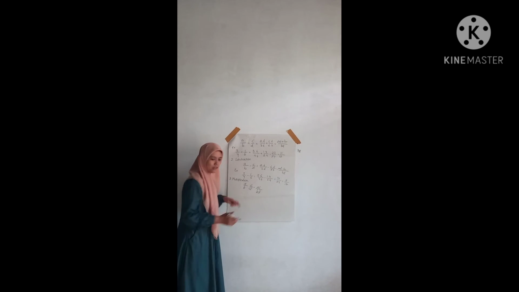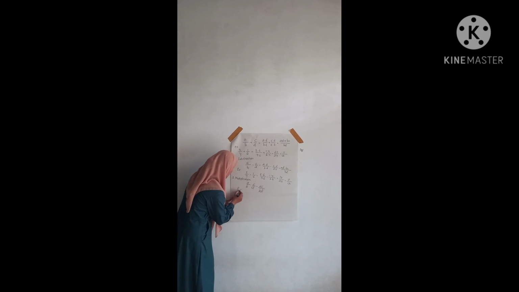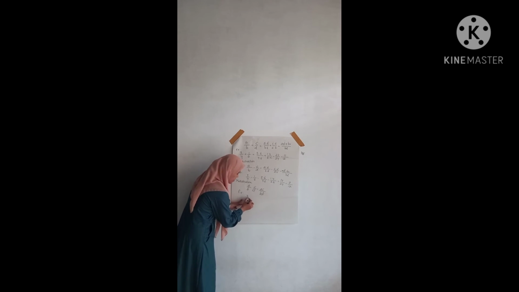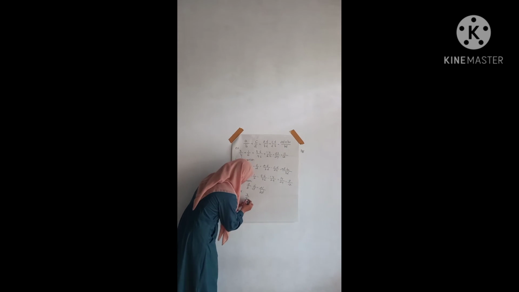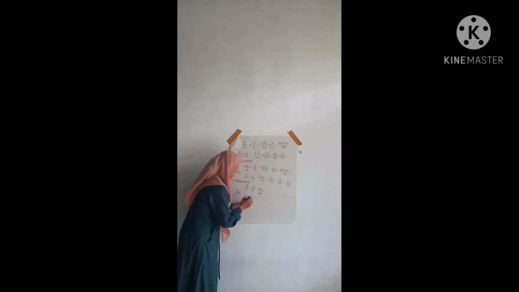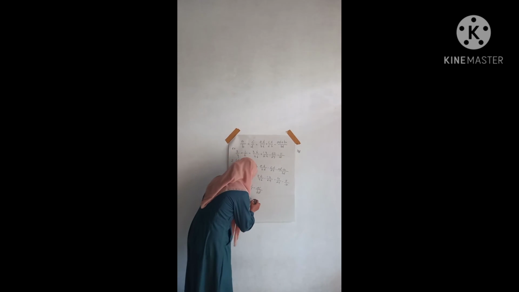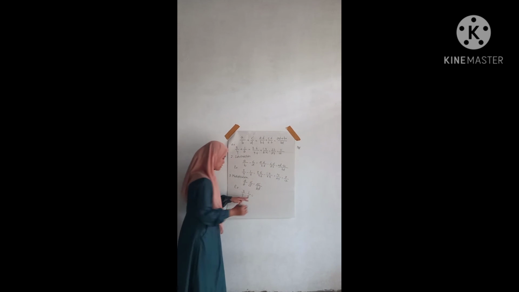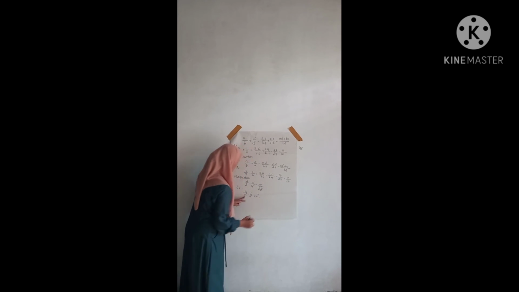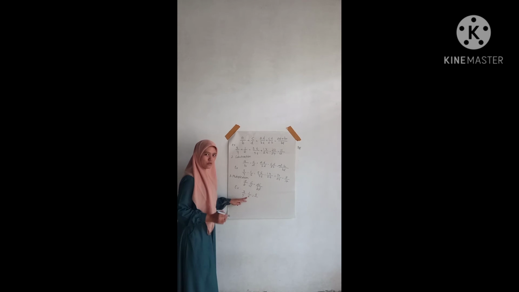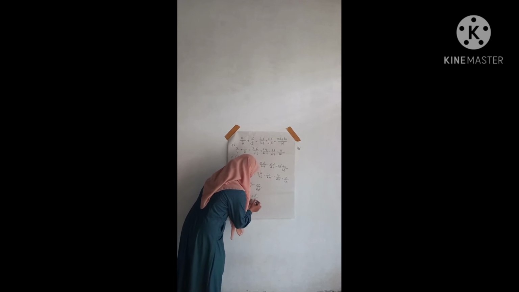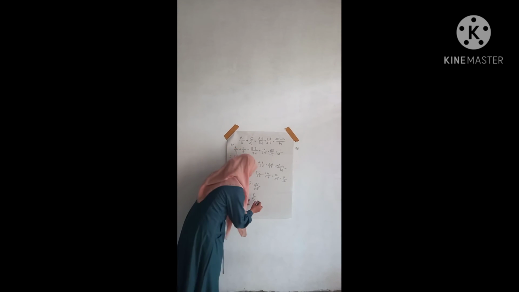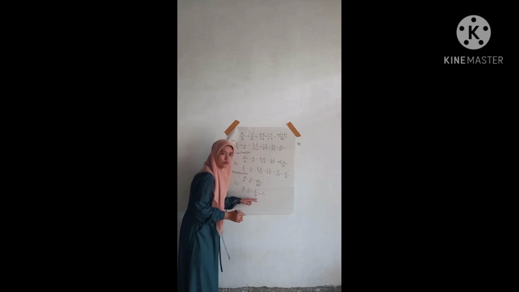For the example, 3 over 4 times 1 over 6 equals 1 times 3, and 4 times 6 equals 24, so the result is 3 over 24, which simplifies to 1 over 8.